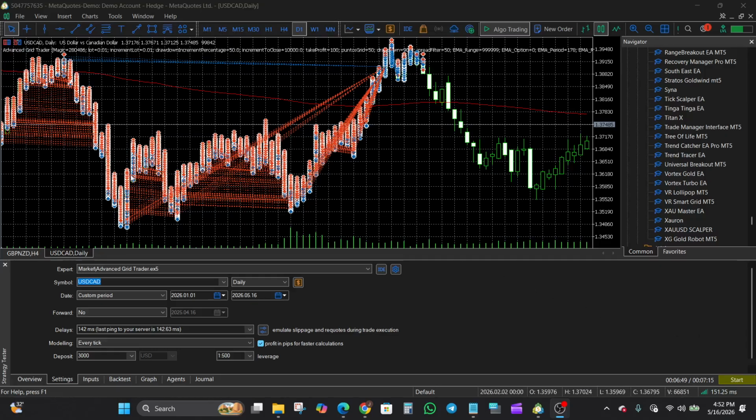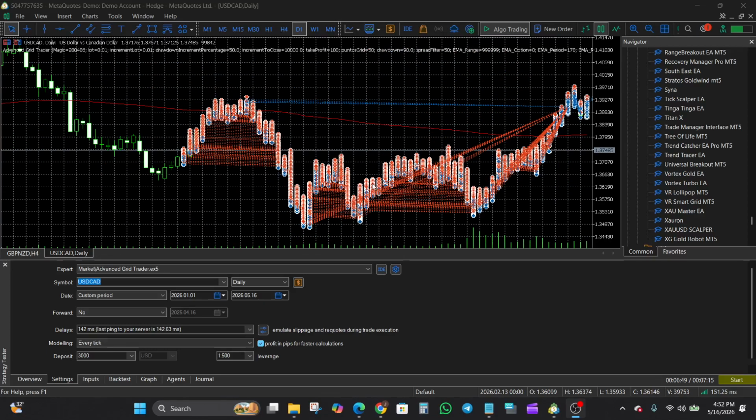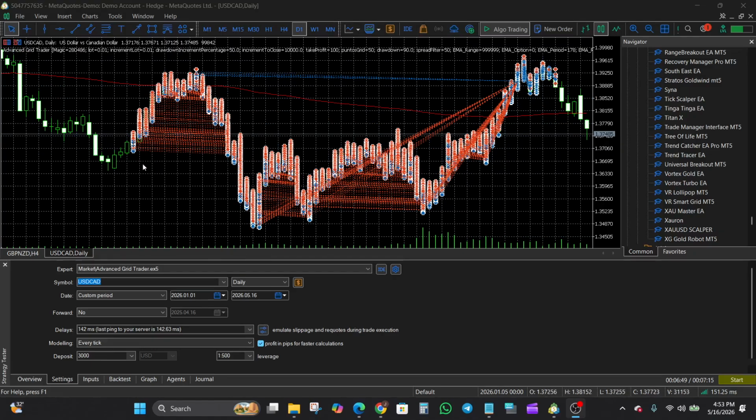All right, so the results are out, and as we can see, this is quite an interesting expert advisor. So we can see how it stacks trades, right? This is really trade stacking, position stacking. You can see every single day from here all the way to this point that trades are being stacked every day.